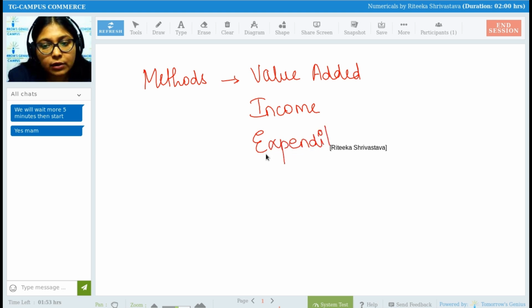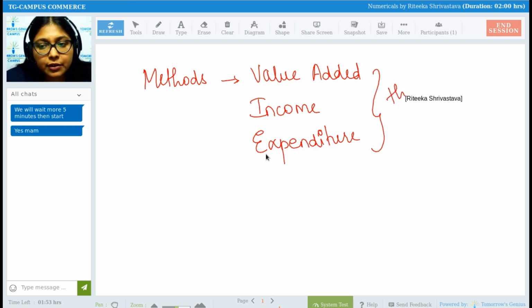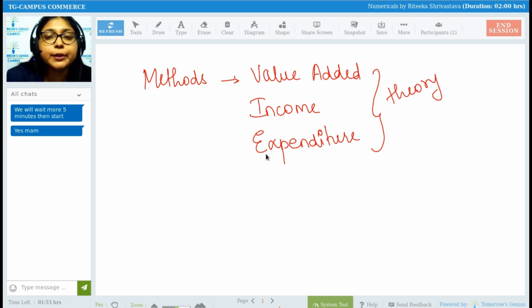So we have already solved a few numerals. We have seen the theoretical part. As I have said, along with practicals, the theoretical part is also very important because theory is going to help you solve the practical questions. There are many terms, terminologies and keywords which will help you while solving numerical questions. So with theory, I have also taken a few numerical questions.